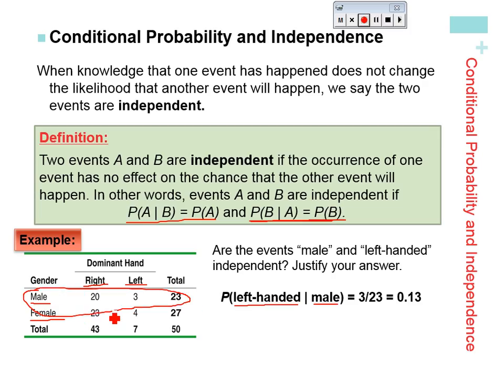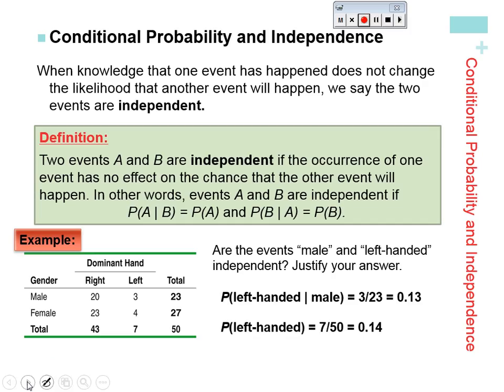And if you notice, there are 3 left-handed males. So that's this 3 here, and it would be out of 23 because there's 23 males. The value for that is 0.13, and then the probability that someone is just left-handed is 7 out of 50, because you can see here there's 7 total left-handed people out of 50.